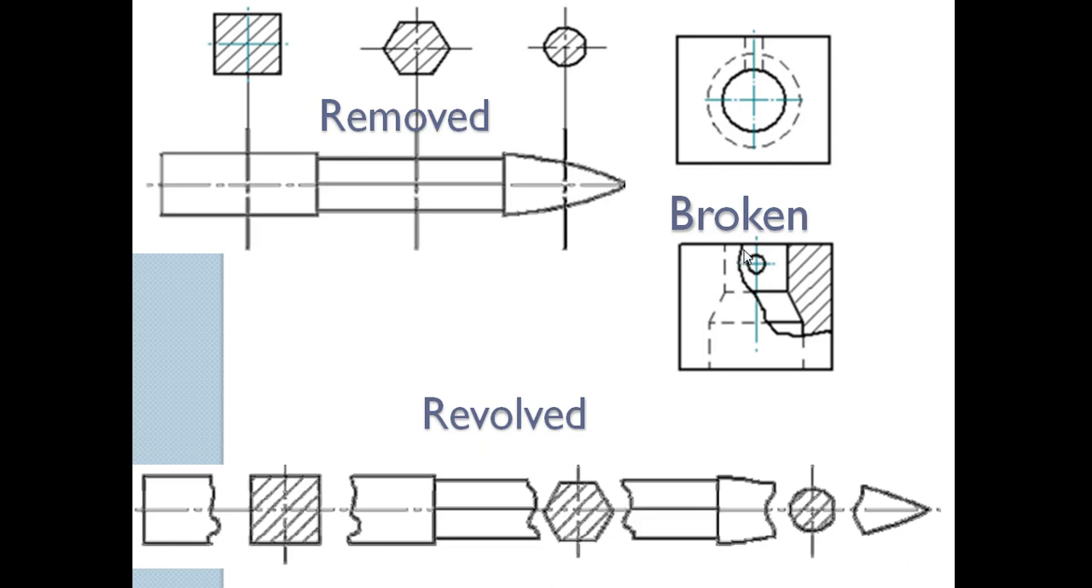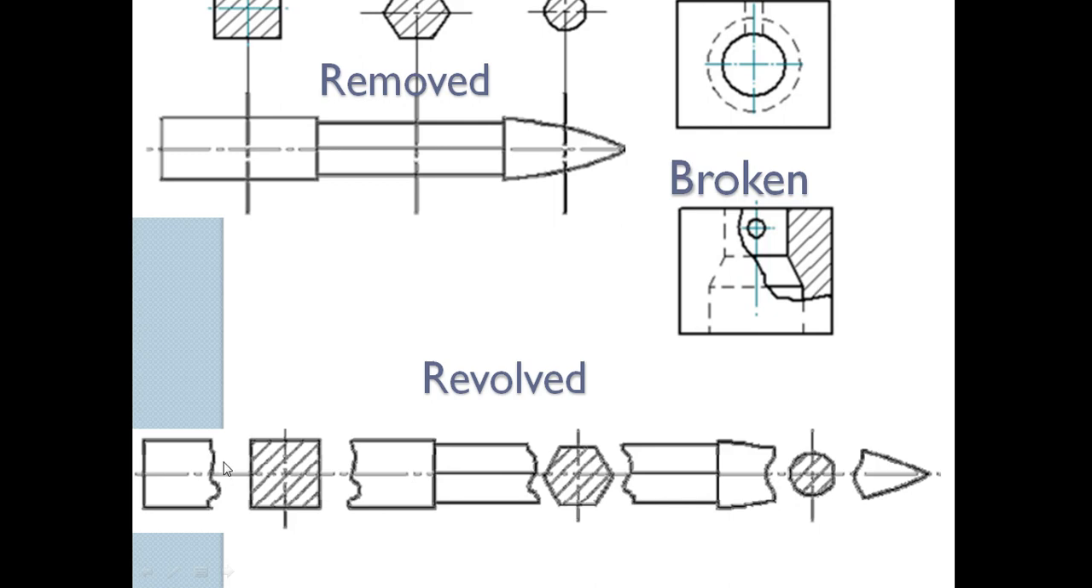A broken section is just a small cutaway from the object showing the interior detail. It's not for the entire object, just to show a small piece. A revolved section. Similar to a removed section, except it remains within the actual object and you just use broken lines to show that it is a revolved section.